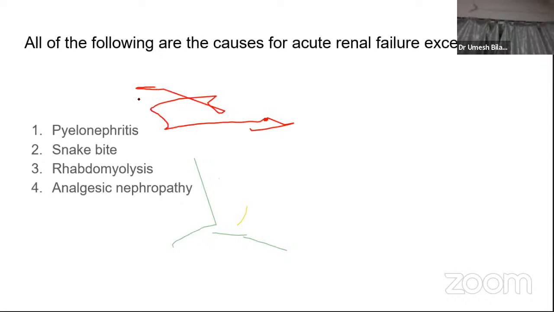What are tubules? Students, what has happened to this pen? Hold on. This pen is causing problems.